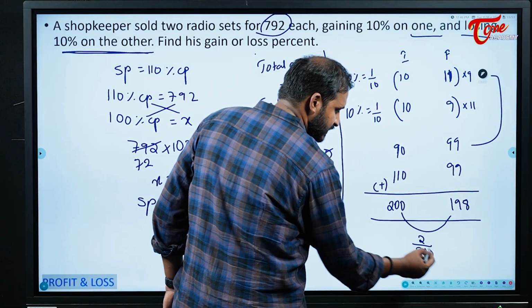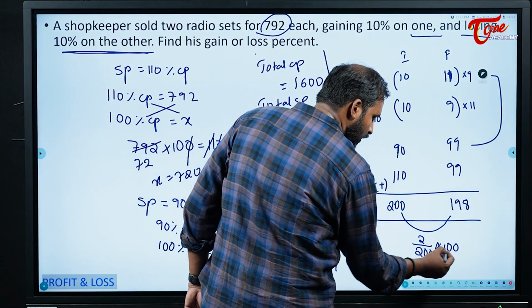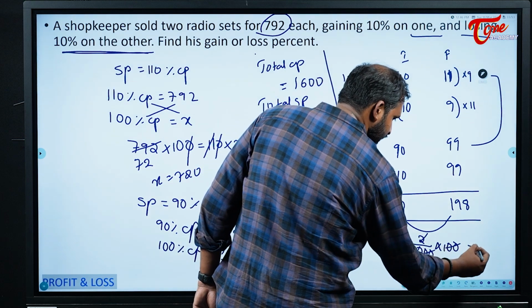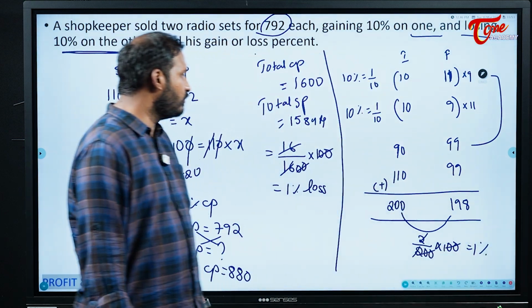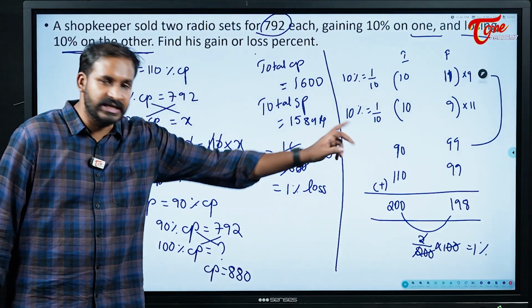Why? Because the actual price, into 100. So what will you get here? 1%. So my suggestion is, please try to understand this concept.